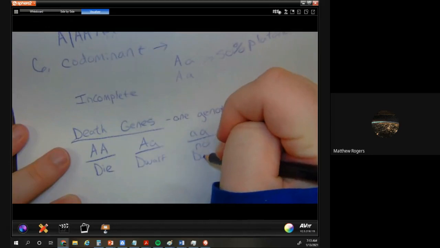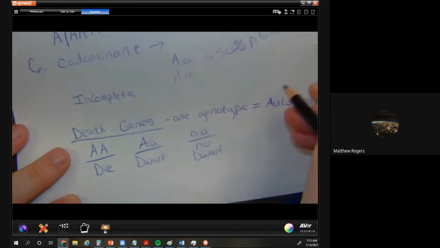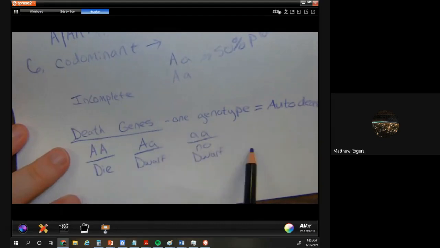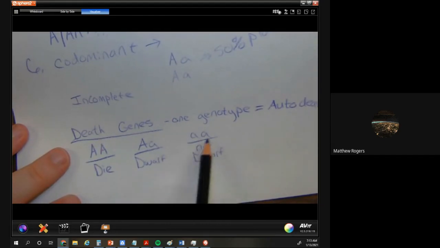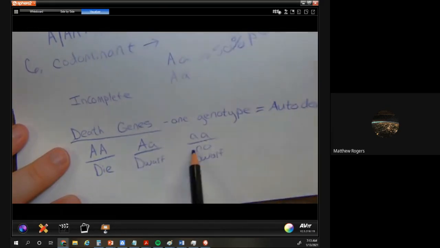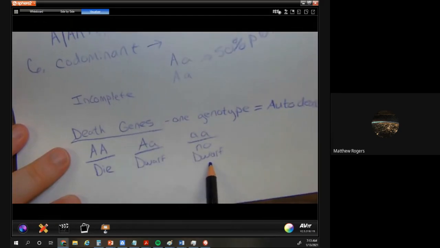You're not a dwarf. By the way, in genetics lately, in the last couple of years, we're trying really hard to get away from the word normal. Just because they're not a dwarf doesn't make them normal, okay? So this is a death gene because big A, big A causes death. Big A, little a causes a dwarf. Little a, little a is not a dwarf.